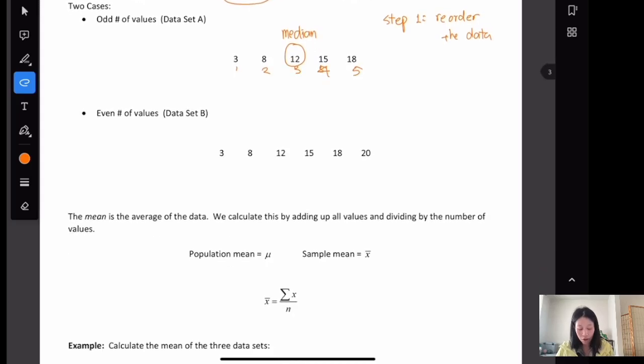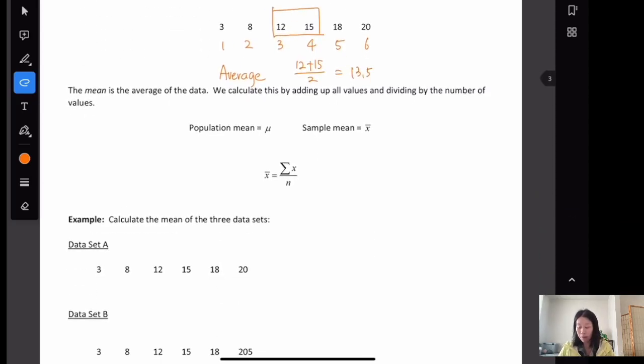For an even number of data, we have 6 data, right? So the median is going to be the half of the middle two values. That means you want to take the average of the third and the fourth data, which means I have 12 plus 15 divided by 2, so I have 13.5.